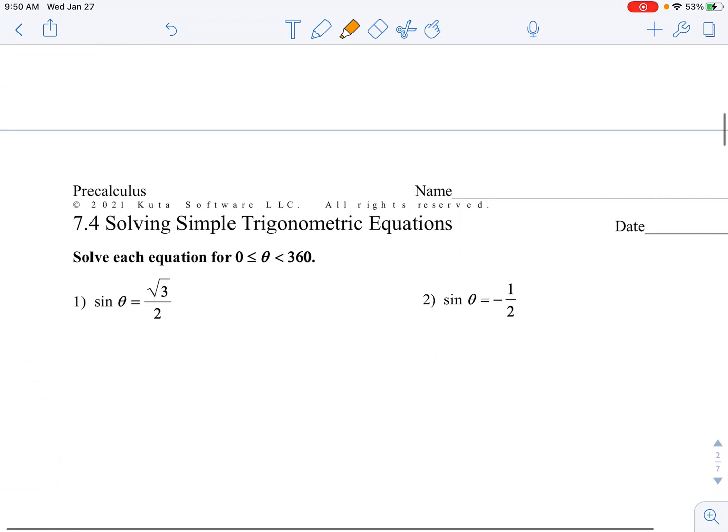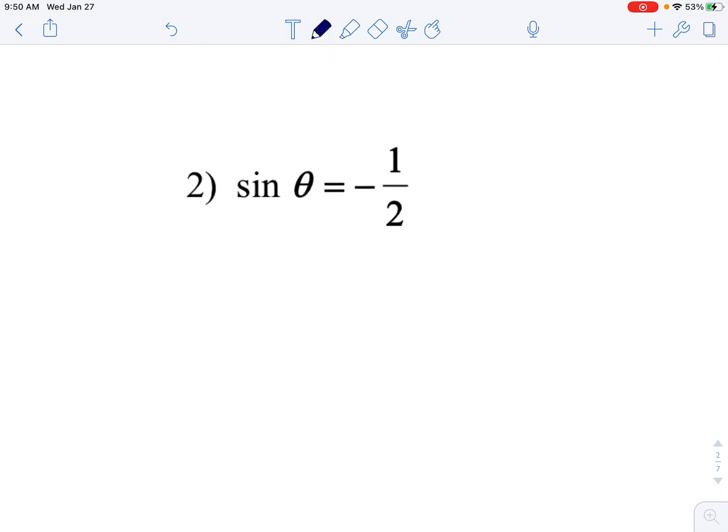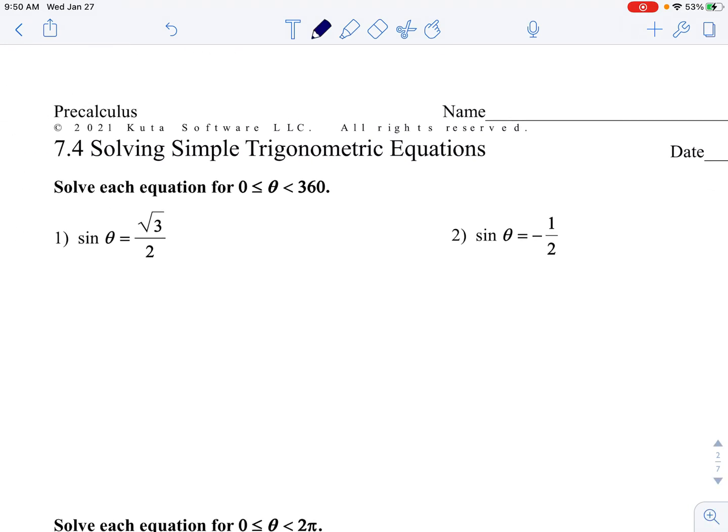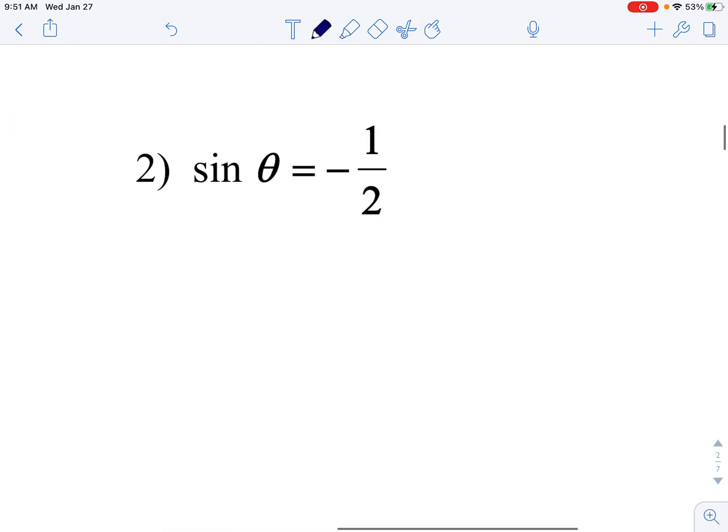All right, so let me start with number 2. Of course, I'll do the evens, you do the odds. And it says find solutions for theta between 0 and 360, including 0, not including 360. All right, so here's our equation. Sine of theta equals negative 1/2.